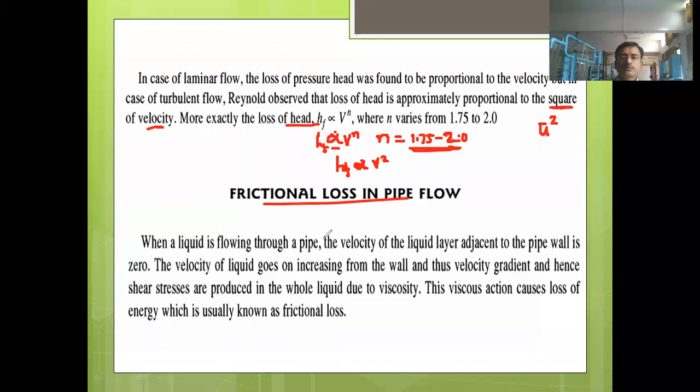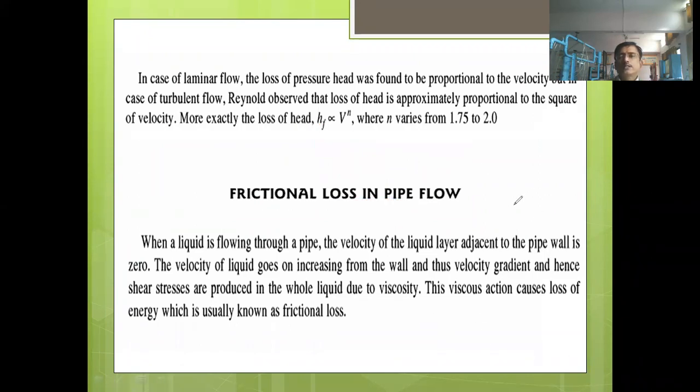Frictional loss in the pipe flow. Now this point we will see. Why does this friction loss in the pipe flow take place? It takes place because of the viscosity.